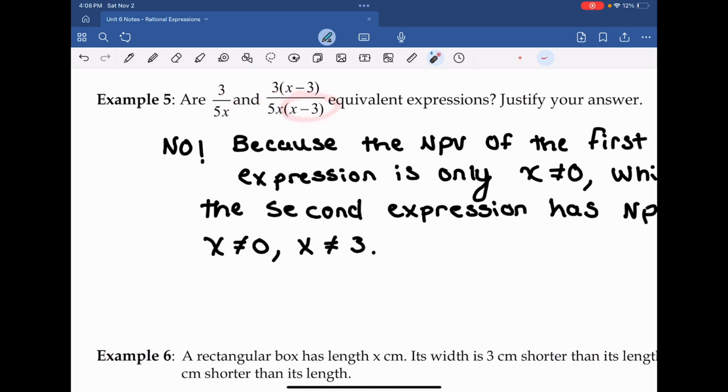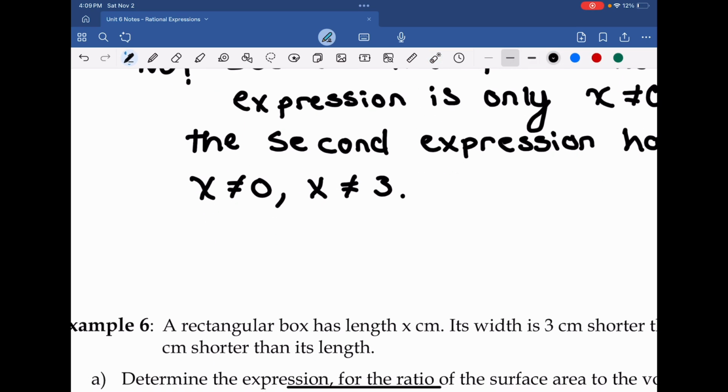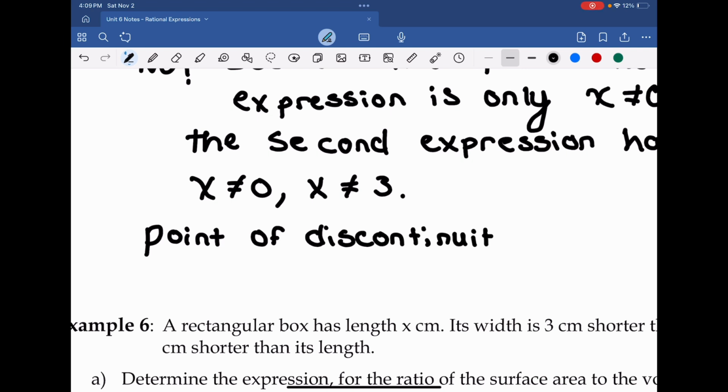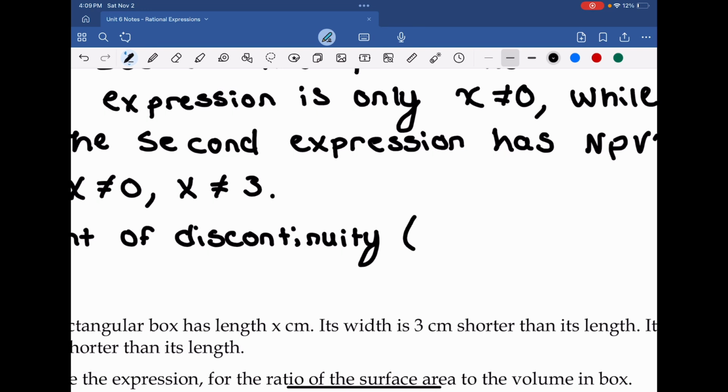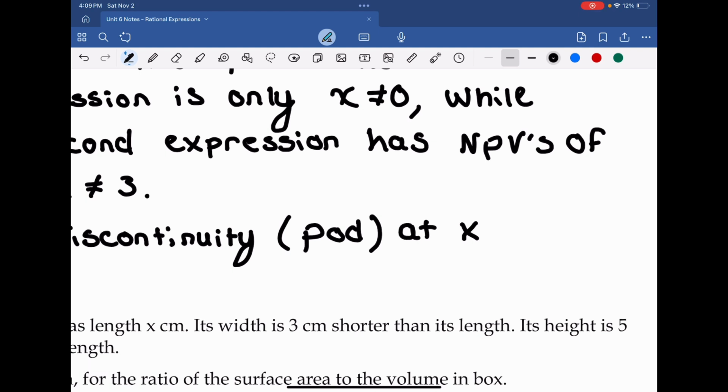But because they have this x minus 3, although these would cancel out after we state the NPVs, we need to consider that there is going to be a point of discontinuity at x equals 3. So I'm going to even write that in here. Point of discontinuity. Or at the 30 level, what you're going to call a POD at x equals 3.